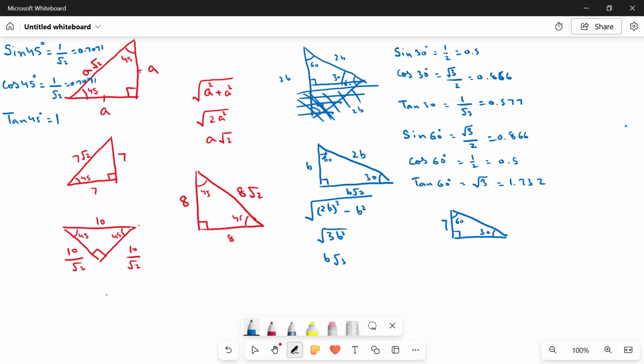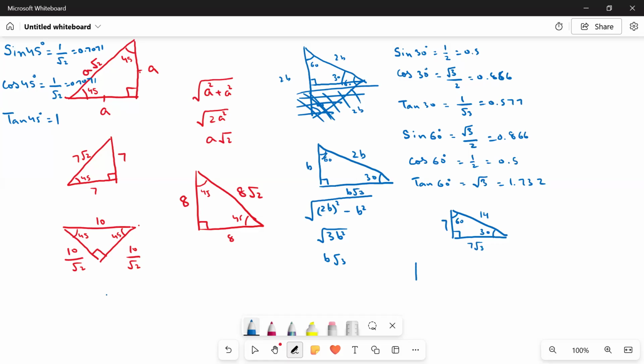Now, if this side is known as 7, we know that in a 30-degree triangle, the ratio between the opposite side and the hypotenuse is 1:2. So this side is double of this one. So this is 7, this must be 14. Okay, easy. And if this is 7, this side is 7 times root 3. Remember, if this is b, then this is b times root 3. So this side would be 7 root 3. Okay, easy.